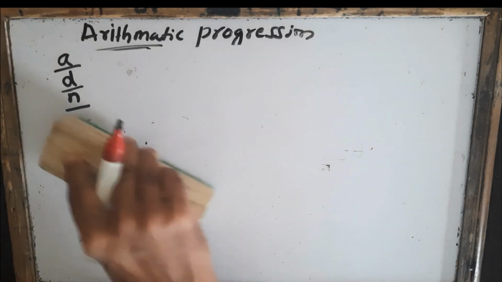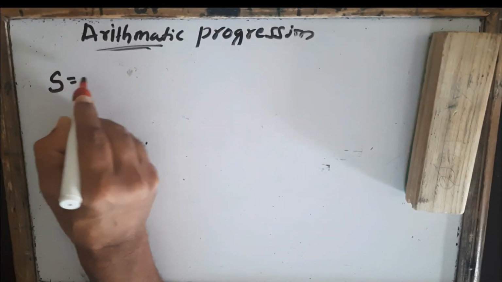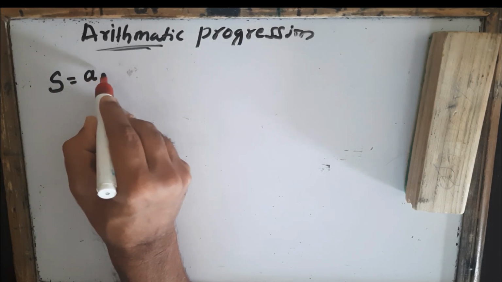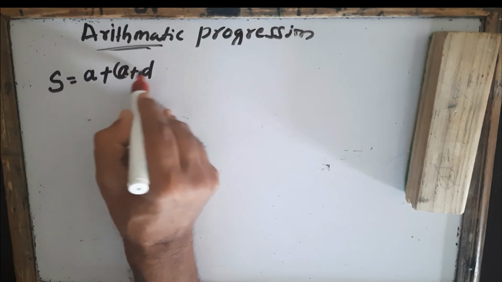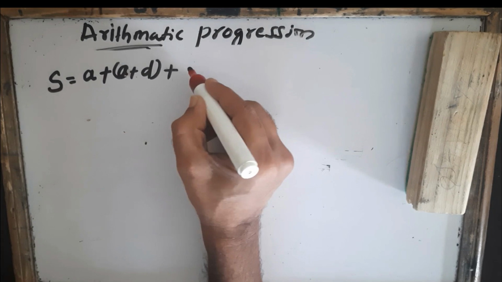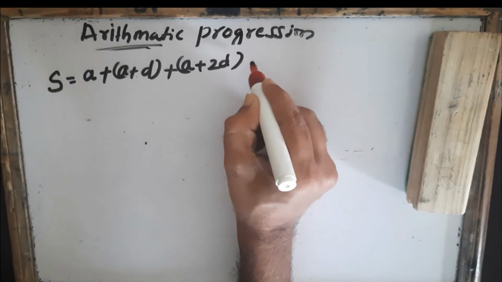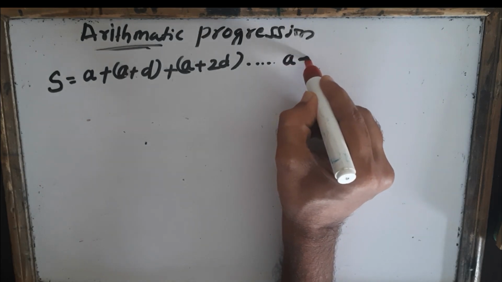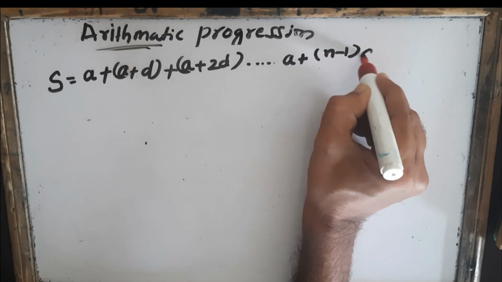Now we try to find the sum here. Sum is S. The sum of the arithmetic progression is: this is the first element a, and this is the second element a plus d, plus a plus 2d, the third element, like this. This will go on, and here we add (n minus 1) into d.